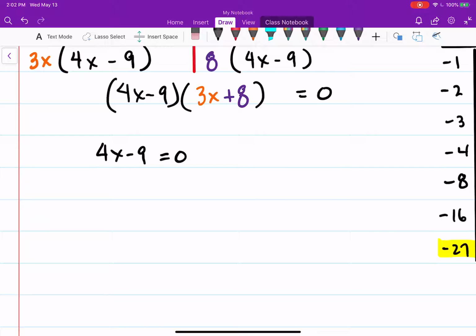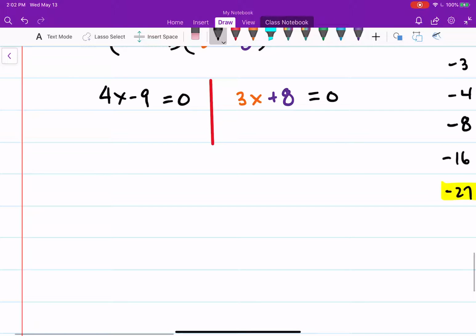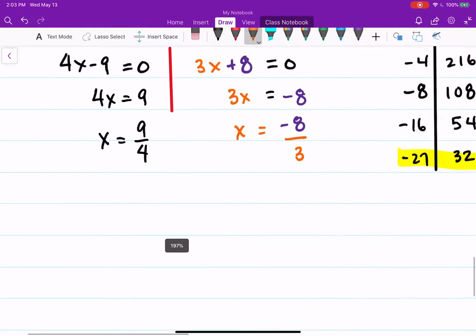And I'm going to take the 3x plus 8 and set that equal to 0. And I'm going to solve for x. So what do I have to do here? I have to add the 9, and then divide by 4. Over here, I got to subtract the 8. Divide by 3. So there would be my two answers.